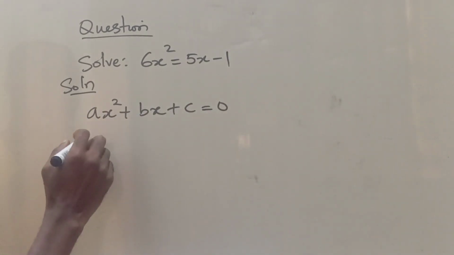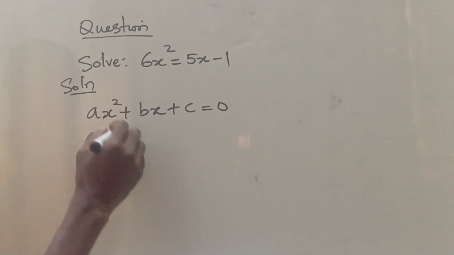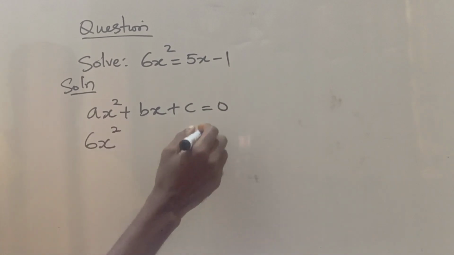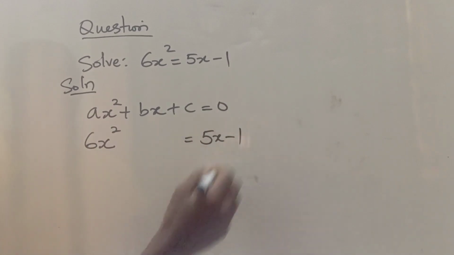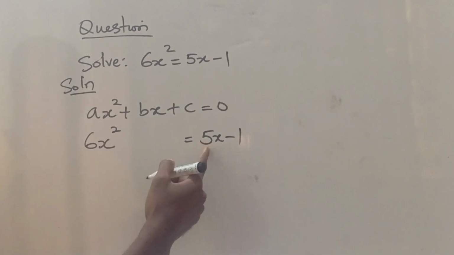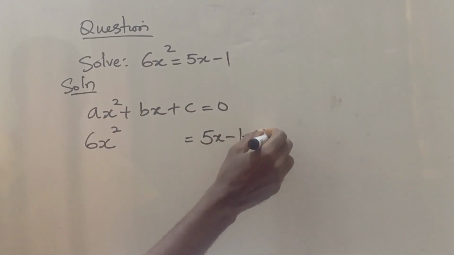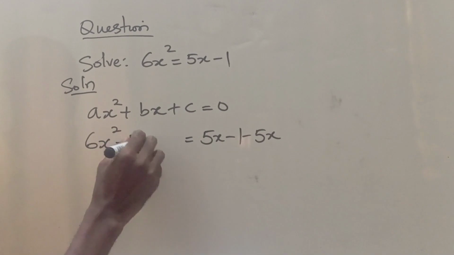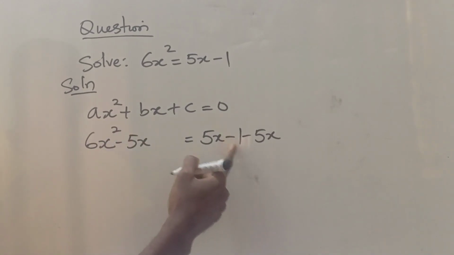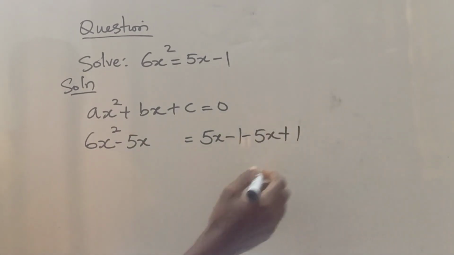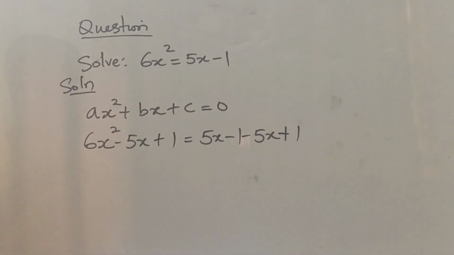So how do we do that? I have my 6x squared equals 5x minus 1. Now plus 5x, I'm going to remove 5x here, so I'm also going to remove it here. Now I have minus 1 here, so I'm going to put plus 1 here.